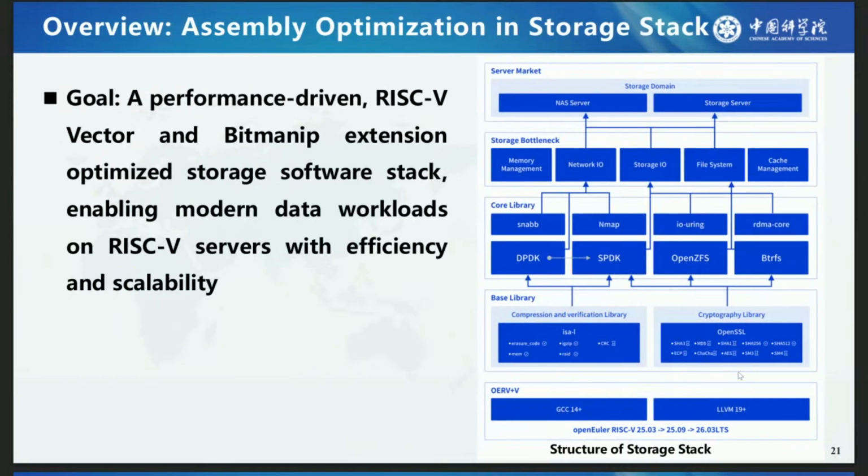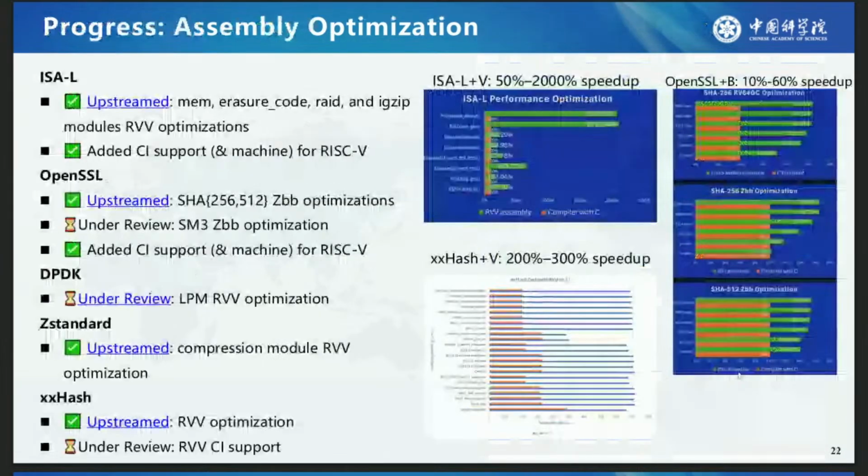And in terms of the RVV-based optimization, we have chosen the storage stack. That includes ISA-L, ESL, SPDK, DPDK, and Ceph. So our goal is to build a performance-driven storage software stack optimized for the RISC-V vector and Bitmanip extensions, enabling modern data workloads on RISC-V servers with efficiency and scalability. And we hold to the development strategy of upstream first, so a lot of work has been done upstream.